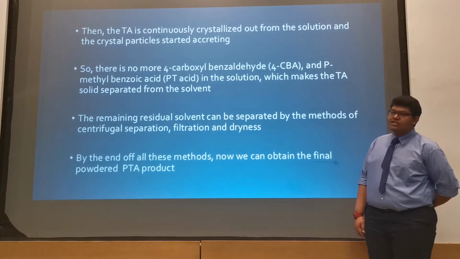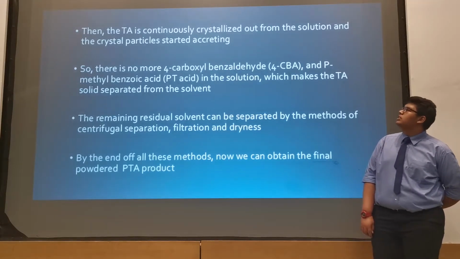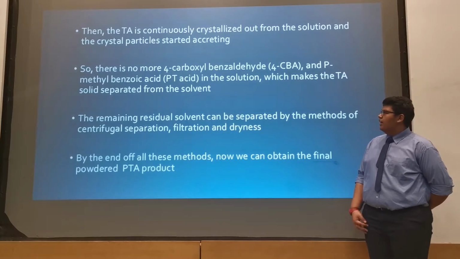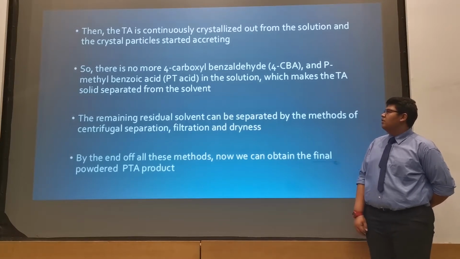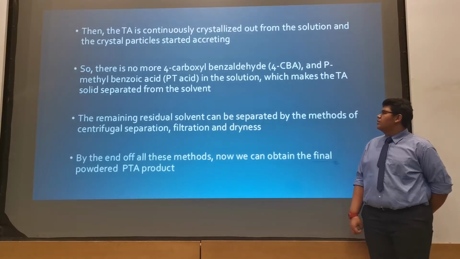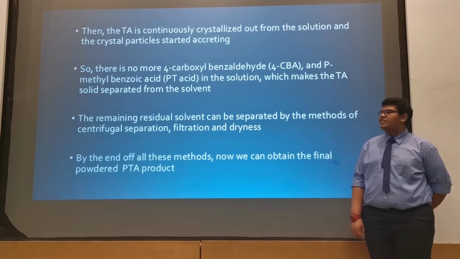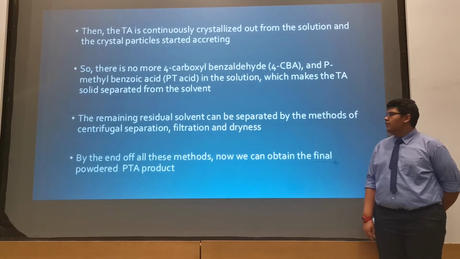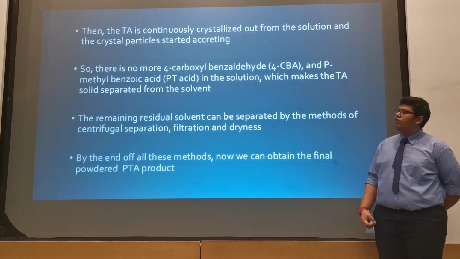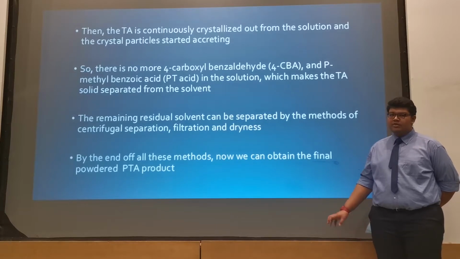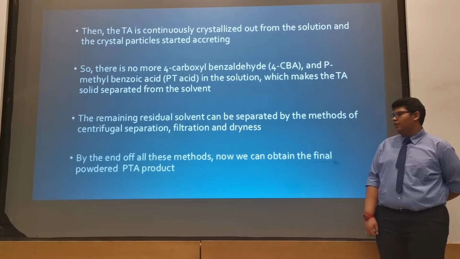So then the TA is continuously crystallized out from the solution and the crystal particles start accreting. So there is no more 4-carboxyl benzaldehyde, 4-CBA, and p-methyl benzoic acid, PT acid, in the solution, which makes the TA solid separated from the solvent. The remaining residual solvent can be separated by centrifugal separation, filtration, and drying.